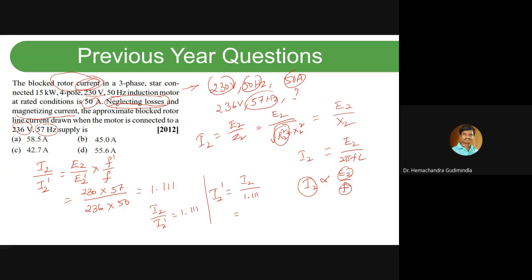So I will write this as 50 divided by 1.111. So how much will I get? 50 divided by 1.111, so I will get 45.00. Now I can say option B is the correct one.